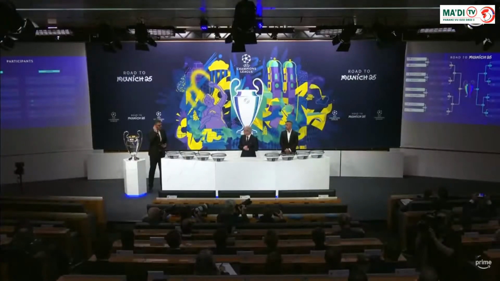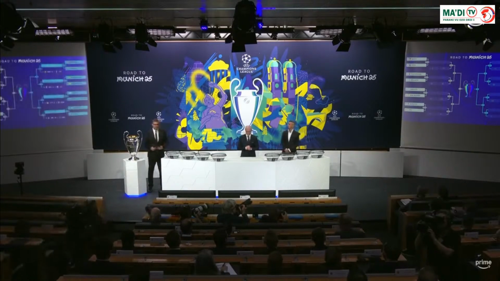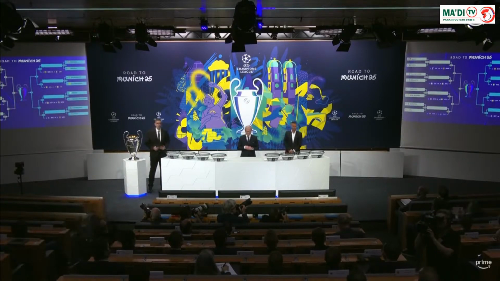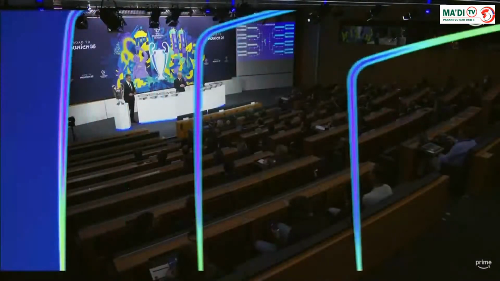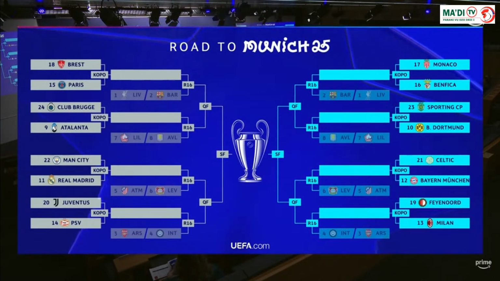So, und damit sind die Matches gelost. Und damit ist klar, wer gegen wen spielt. So we'll have an all-French tie between Brest and Paris Saint-Germain. It'll be Club Brugge versus Atalanta. The blockbuster tie here is Manchester City versus Real Madrid. Eine rein französische Angelegenheit. Brugge, Atalanta, Man City gegen Real Madrid im Playoff.